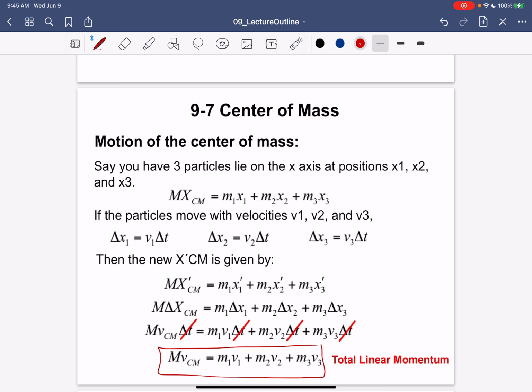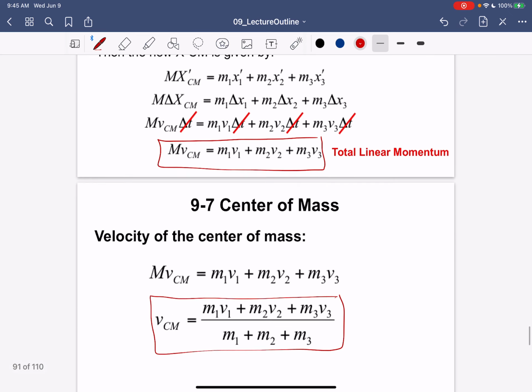Here I am just showing you a derivation for the total linear momentum of a system of particles. I will say the total mass times the velocity of the center of mass is going to be mass 1 times v1 plus mass 2 v2 plus mass 3 v3. From that, I can derive v center of mass to be m1 v1 plus m2 v2 plus m3 v3 divided by the total mass.